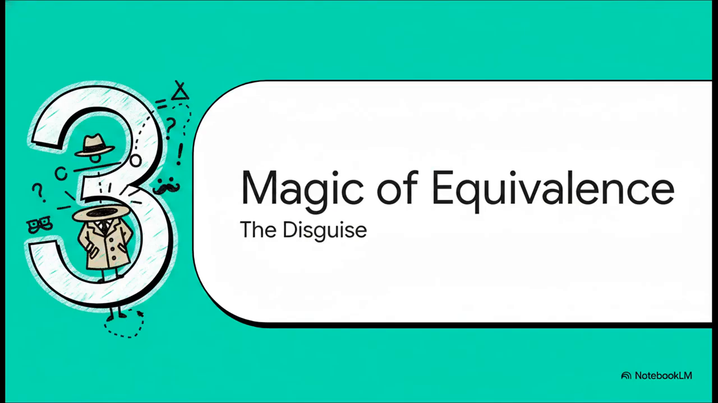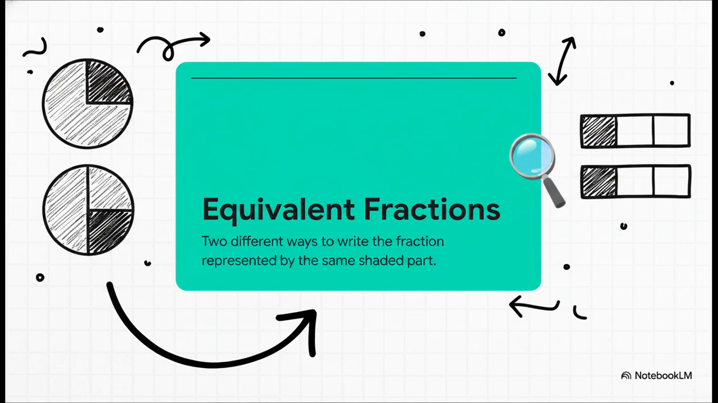Which brings us beautifully to section 3, the magic of equivalence, or the disguise. So that hidden 1/3 leads us perfectly into our next core concept in explaining the chapter. This is the part where fractions basically put on a trench coat and a fake mustache and pretend to be entirely different numbers. The crucial point here is understanding what this disguise actually is.